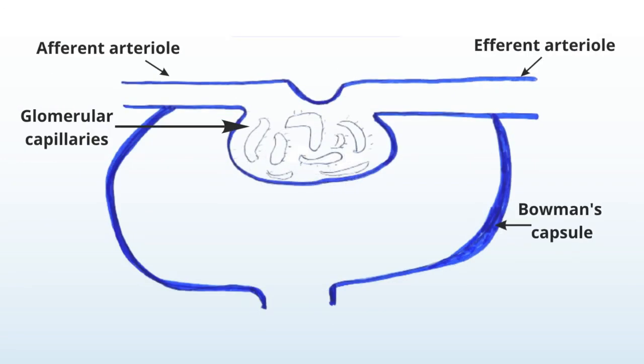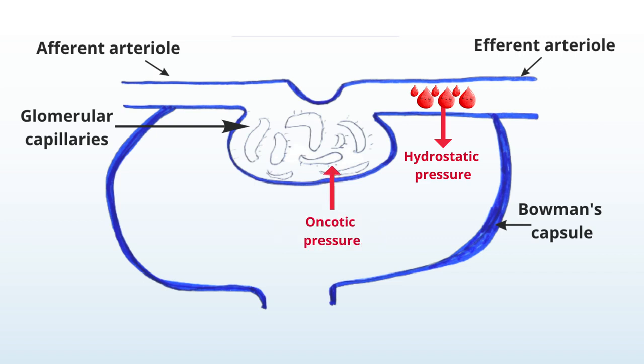The three forces that act in the glomerular filtration are hydrostatic pressure. This is the pressure exerted by the blood against the walls of the glomerular capillaries. It is the primary force driving filtration, pushing water and small solutes through the glomerular filtration membrane and into the Bowman's capsule. The second force is the oncotic pressure. This is the pressure created by the presence of proteins, such as albumin, in the blood plasma. These proteins attract water, creating a force that opposes filtration and pulls fluid back into the glomerular capillaries.